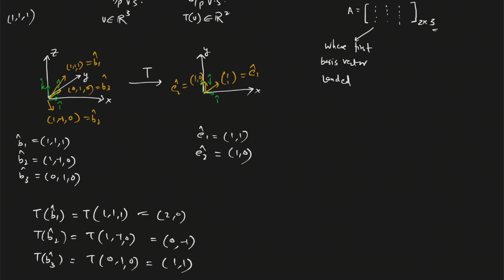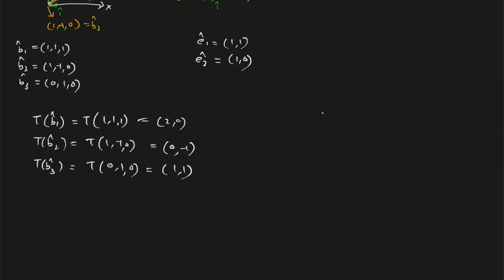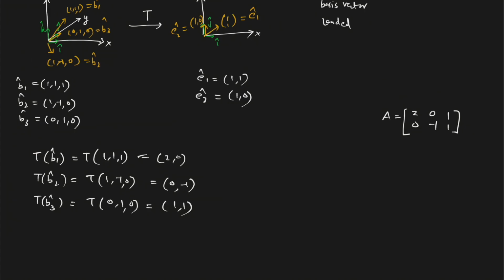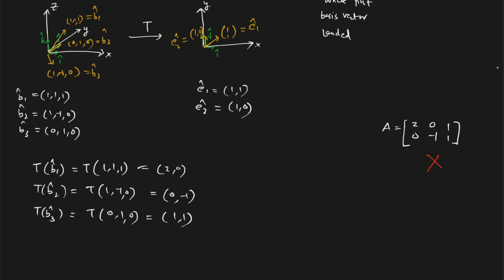All right. Now 99% of students will make a mistake here. They will simply say that A, the matrix representation for this transformation, is 2 comma 0, 0 comma minus 1 and 1 comma 1. That is where B1 landed, B2 landed, and B3 landed. But this is completely wrong. 99% of students will make this mistake. So here is where your concepts come into the picture.